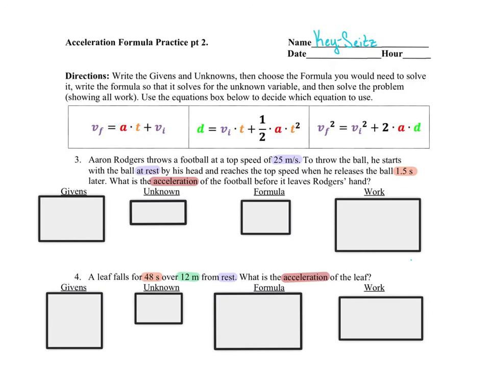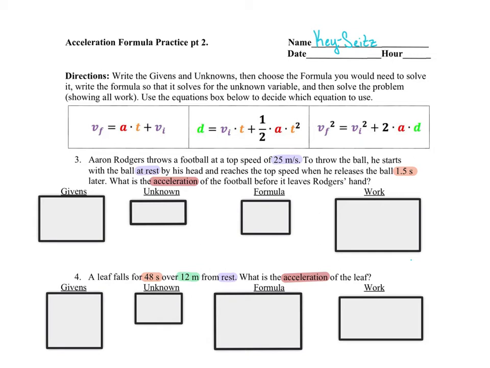Okay, so here I've copy and pasted the top part of the worksheet again so that we can refer back to those equations. Number 3 asks, Aaron Rodgers throws a football at a top speed of 25 meters per second. To throw the ball, he starts with the ball at rest by his head and reaches the top speed when he releases the ball 1.5 seconds later. What is the acceleration of the football before it leaves Rodgers' hand?